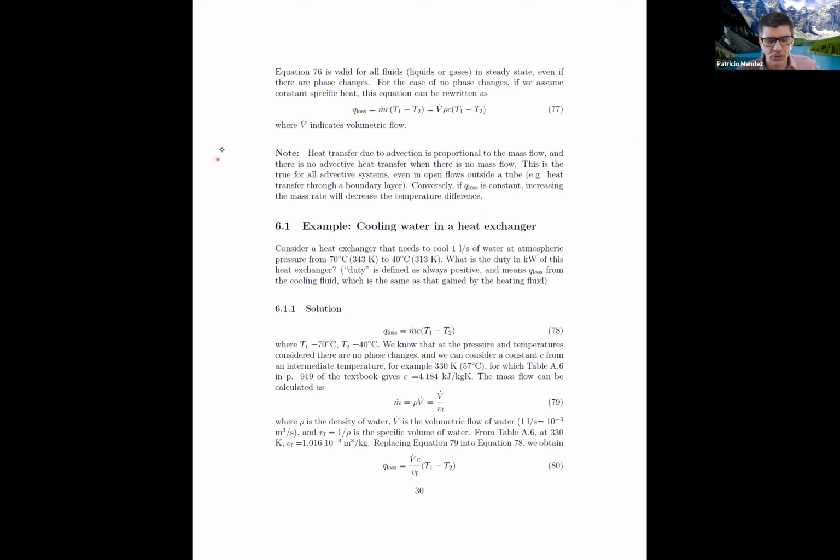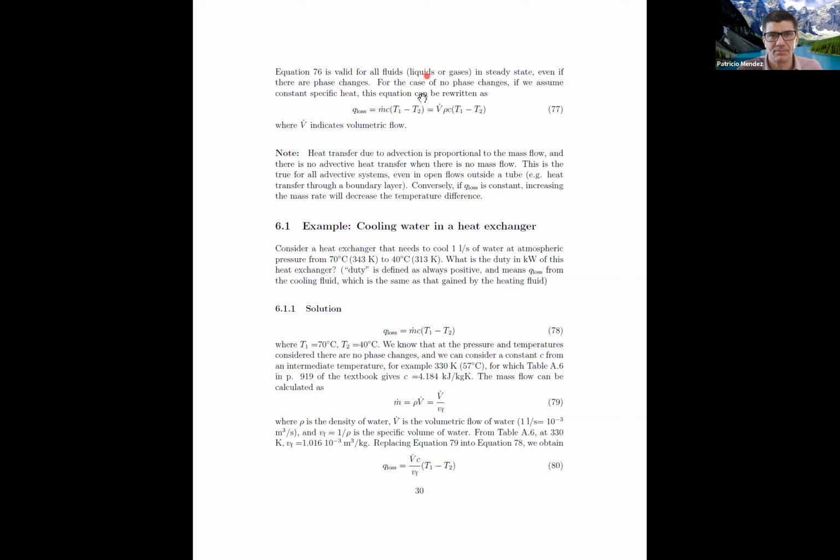Now, if we don't have phase changes, right, the enthalpy variations are proportional to temperature variation. So we can replace the delta enthalpy by specific heat times delta temperature. And with this, which is the case of traditional heat exchangers, not condensers and not evaporators, a normal heat exchanger, this equation is going to be one of the equations of design of a heat exchanger.